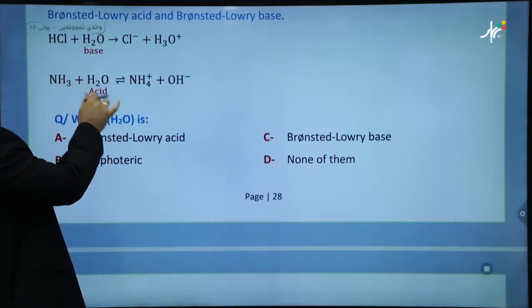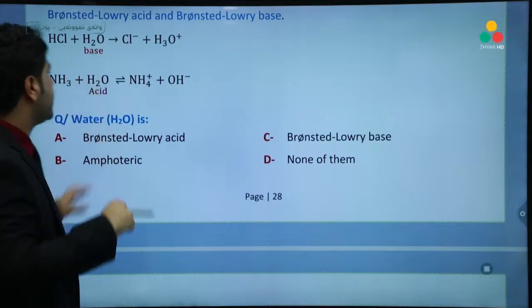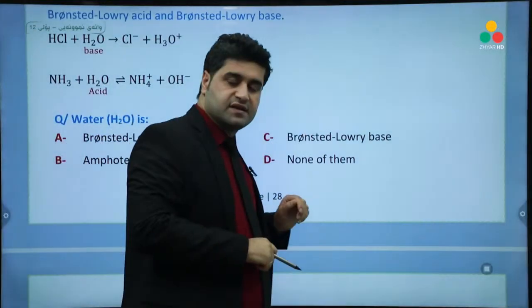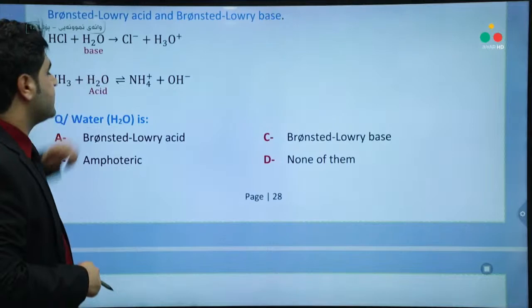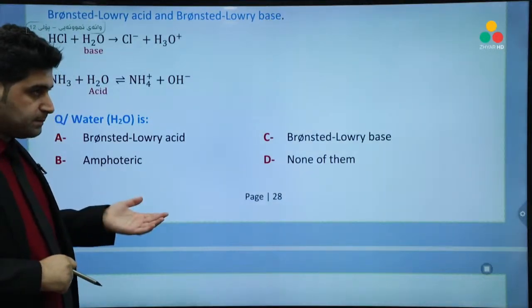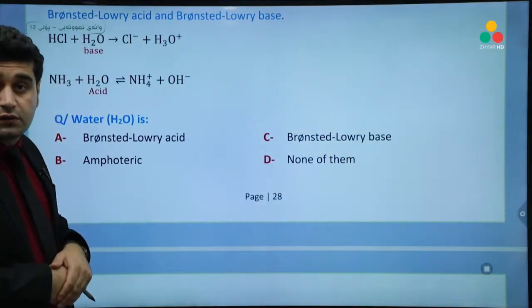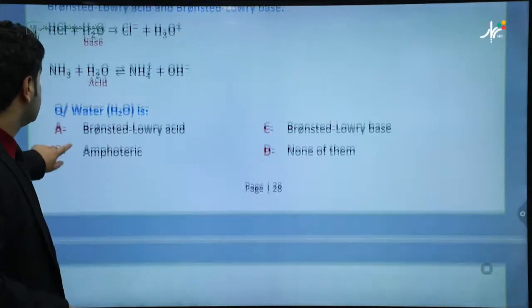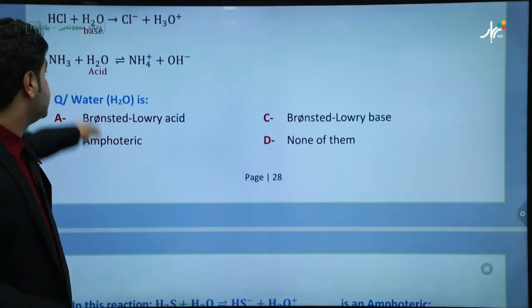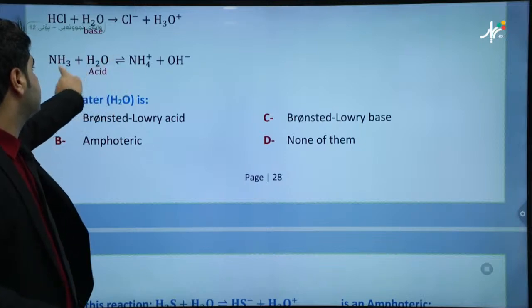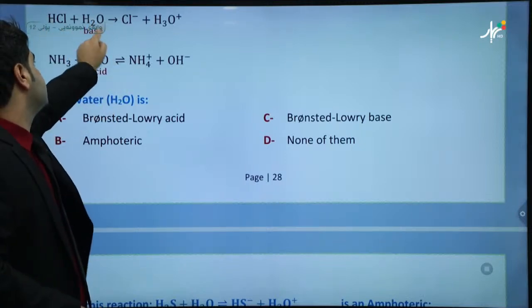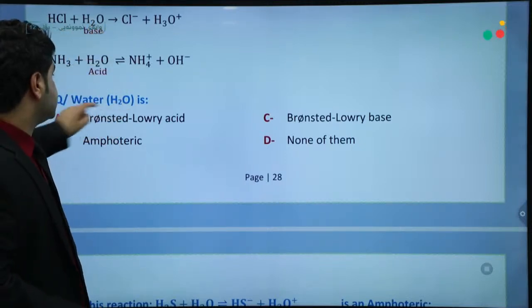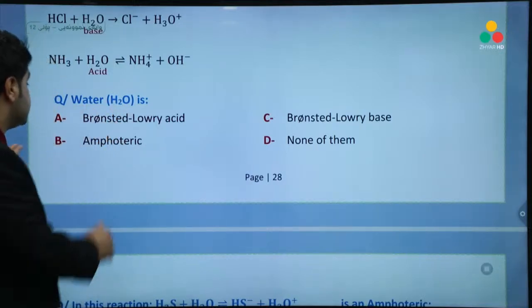We have the reaction, but take water out of the reaction, and water is amphoteric. But put water in the reaction, and it will be an acid or a base, that's all. It is not amphoteric in the reaction. In this reaction water is an acid, in this reaction water is a base, but water only, without the reaction, is amphoteric.